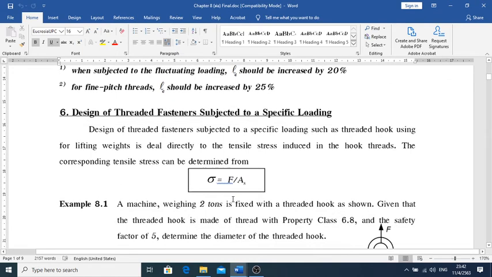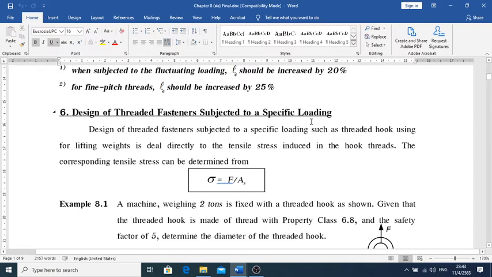And then, number six, I'm going to put it case by case. Number six is the design of the threaded fastener subject to a specific loading. I wrote this textbook to show you case by case. This is case number six.